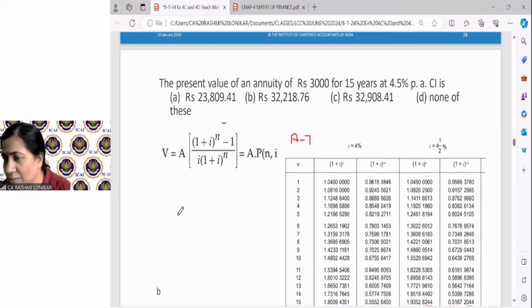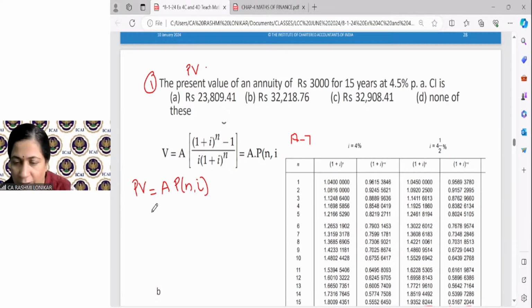Okay, so let us go to the first sum. This is present value of an annuity. Okay, so here in this question, it's written present value of an annuity. Yes, Darshan, good afternoon. So the present value of an annuity of 3,000 for 15 years at 4.5% per annum. So I know that the present value formula says that it is equal to the annuity into P of N and I. What does P of N and I here mean? Annuity is 3,000 into P of N, which is 15 years, and rate is 4.5%.